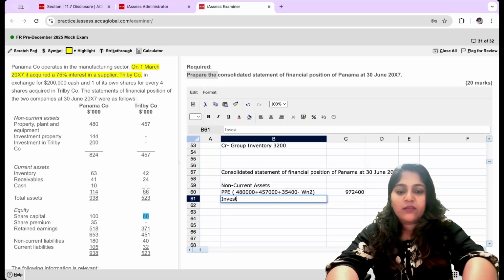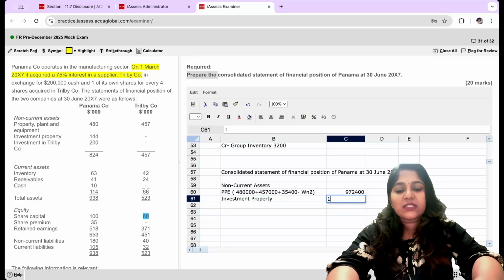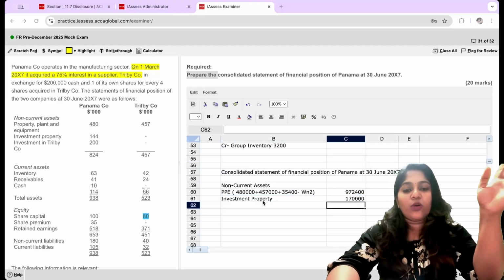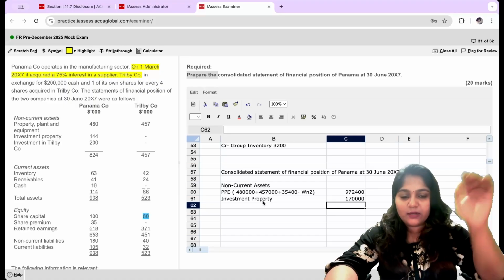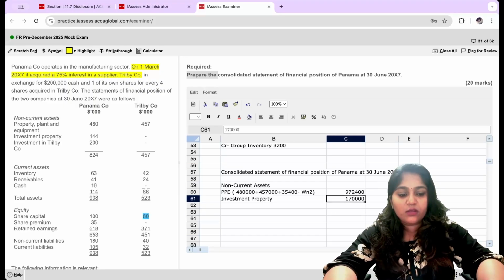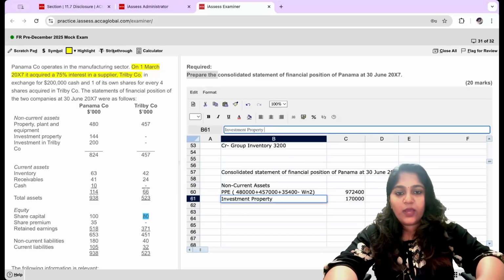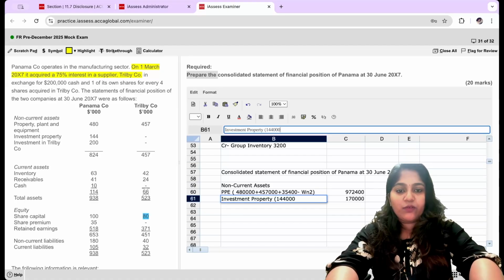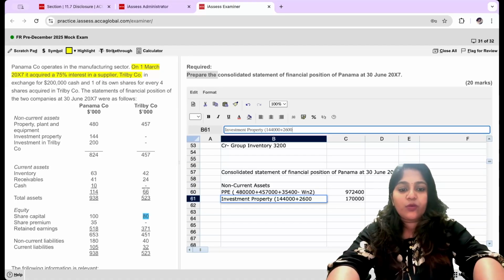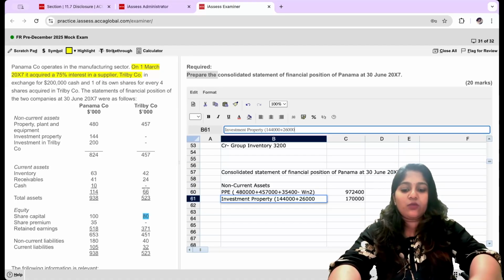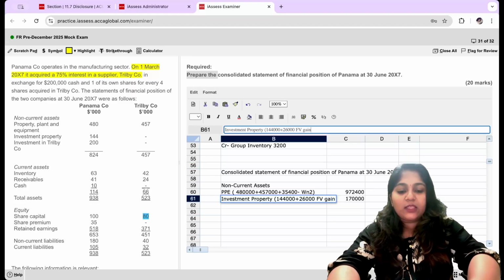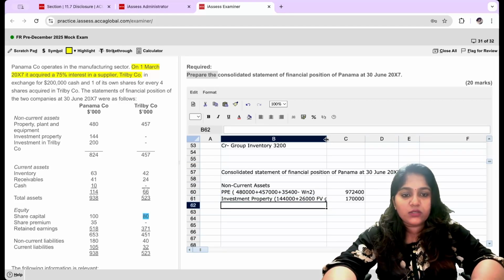Then comes investment property. In investment property, guys, it's straightforward, $170,000, because you already have a fair value. You can directly write it. If you want, you can give the calculations here: initially you recorded 144,000 and you have a profit of 26,000 fair value gain. You can write that and this will go to the sheet. Done. What is the next thing that we have?